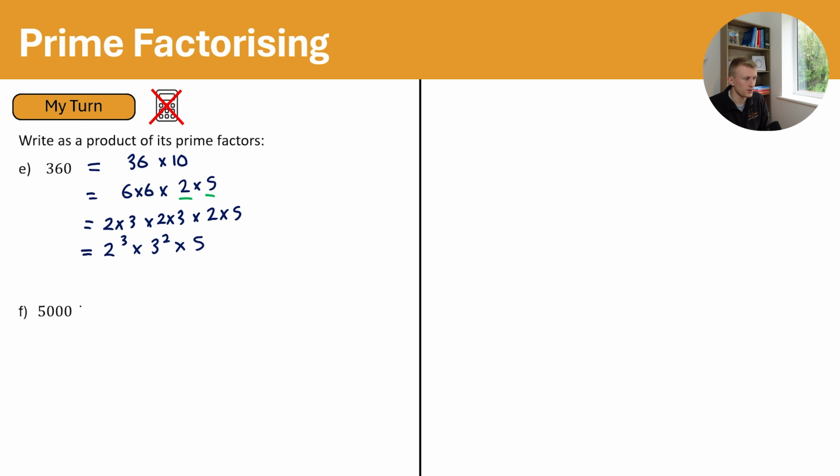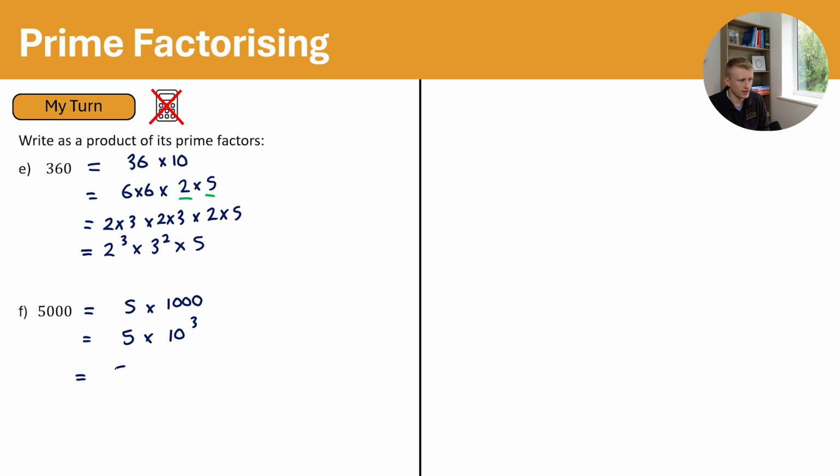Our next one's 5,000, and this might seem like it'll take a really long time to do, but actually there's a quicker way to do it, and I'm going to show you that. Let's rewrite 5,000 as 5 multiplied by 1,000. And 5 is a prime number, but 1,000 is not. So what I can do is rewrite 1,000 as 10 to the power of 3. In other words, 10 multiplied by 10 multiplied by 10.